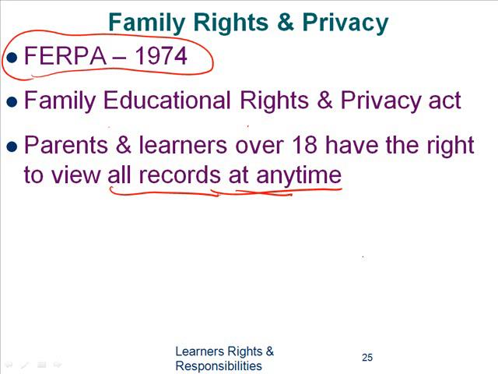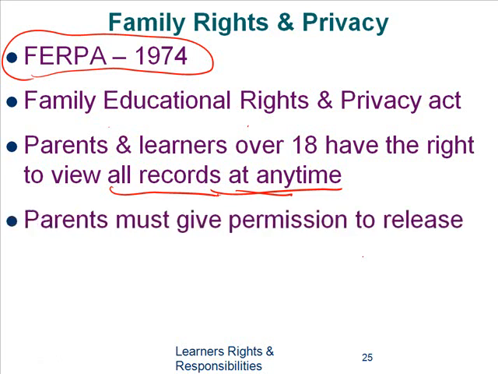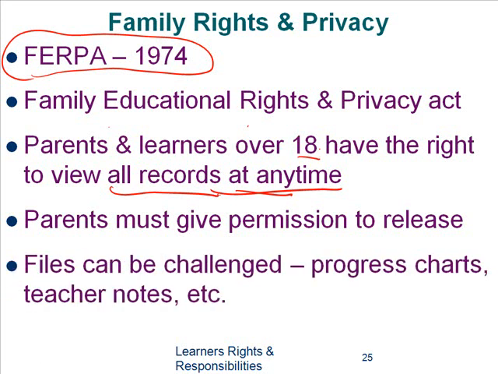Okay, so be aware. And parents must give permission to release anything. Come on, this really came out of the thing of the military wanting to look at records. If the student is under 18, the parents have to give permission to release records to any place. And normally what you do now is release them to an agency or to the next school or something like that. You sign. Files can be challenged: progress charts, teacher notes, etc.